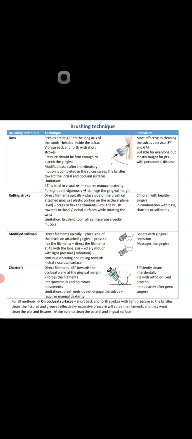Limitation: brush ends do not engage the sulcus, plus they require manual dexterity. Why? Because there is a plastic part. Now come to the indication.